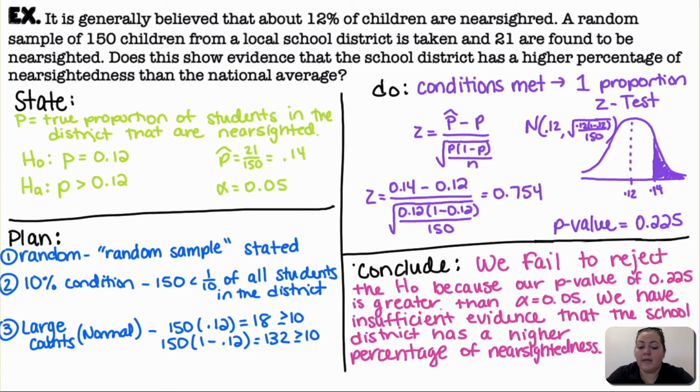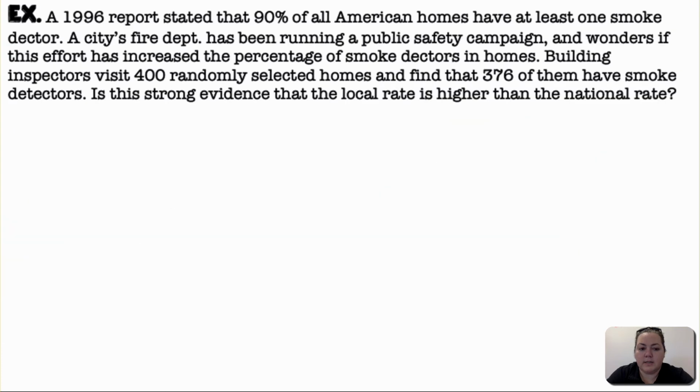So we have insufficient evidence that the school district has a higher percentage of nearsightedness. All right, let's do another example.